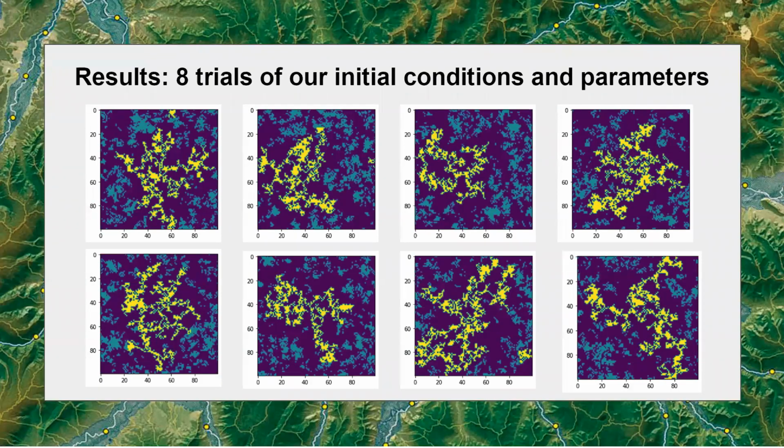This slide shows the outcomes of 8 trial runs of our CA with those same initial conditions and parameters, and how the system looks after 100 time steps. Since our model contains a stochastic component, we get different resulting river shapes each time we run the model, which you can see here. But overall, they all take on similar shapes.